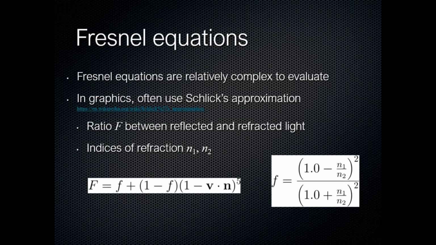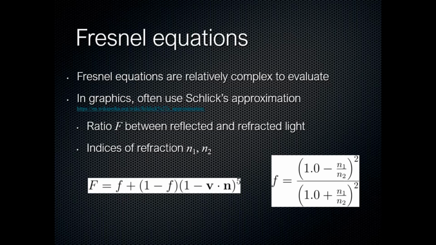So essentially, it's going to be the ratio F between reflected and refracted light. So we're going to go back to the setup we had before. We have the B and M for our surface points. We have the normal and the incoming V. And we have the indices of refraction. And so we're going to compute this little f term by the indices of refraction.